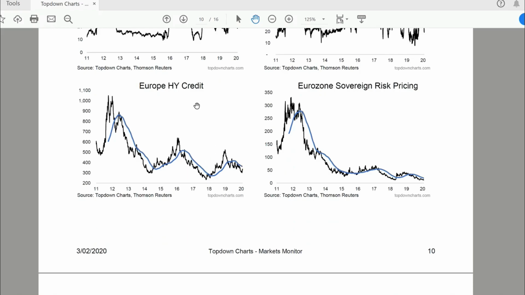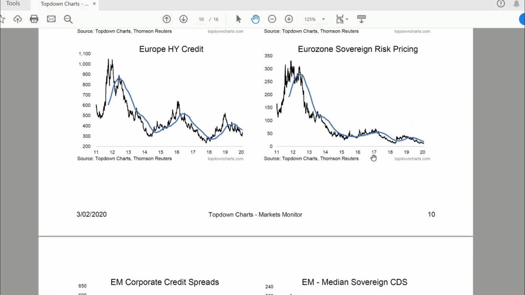Europe high yield credit there, high yield credit spreads, sovereign risk pricing in the Eurozone. Obviously there was a time almost a decade ago now that was something that was watched very closely.